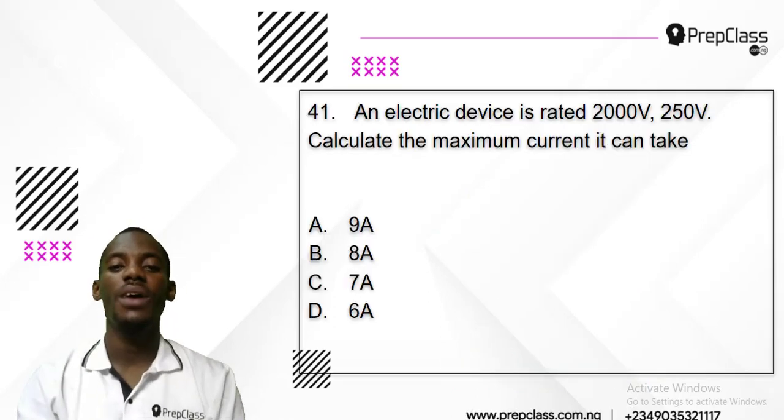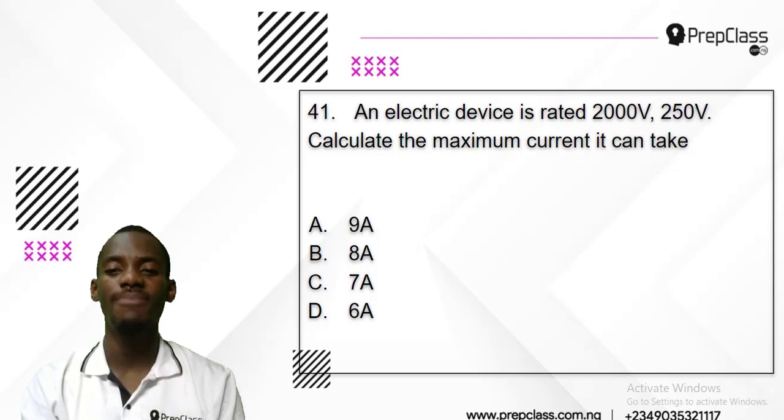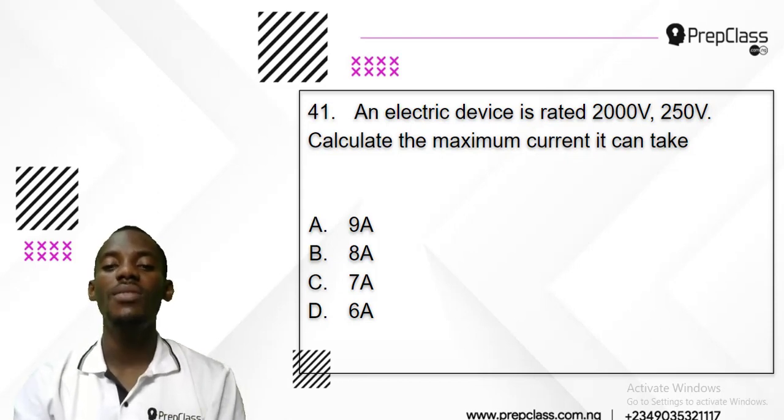Let's get to number 41. An electric device is rated 2000 watts, 250 volts. Calculate the maximum current it can take. Now, I don't think that is supposed to be 2000 volts. That should be 2000 watts. Then 250 volts. Calculate the maximum current.